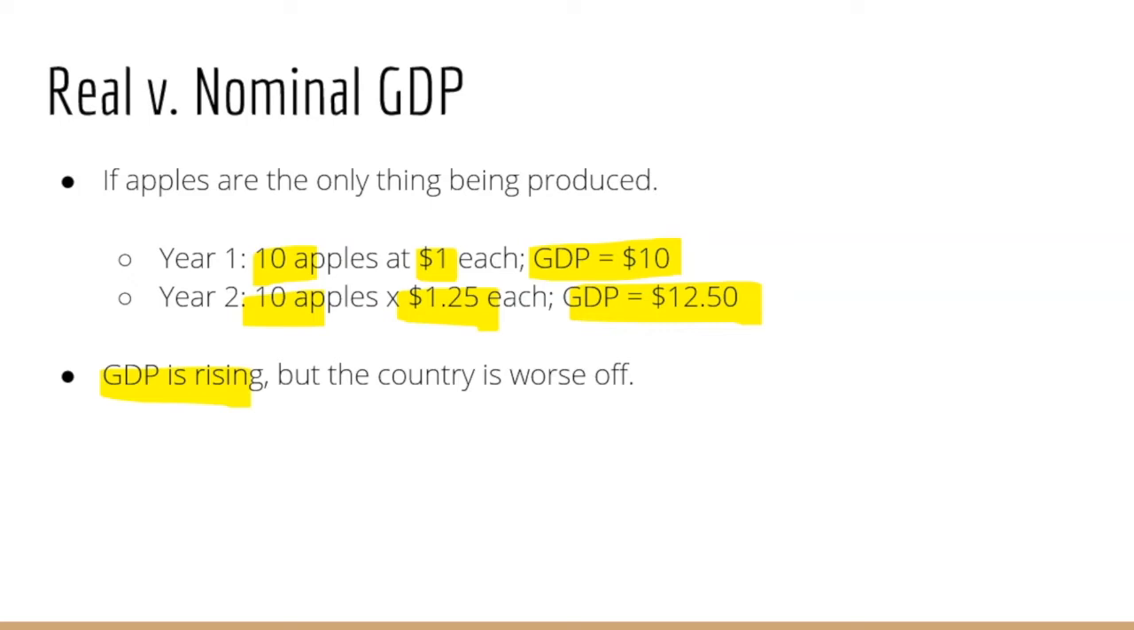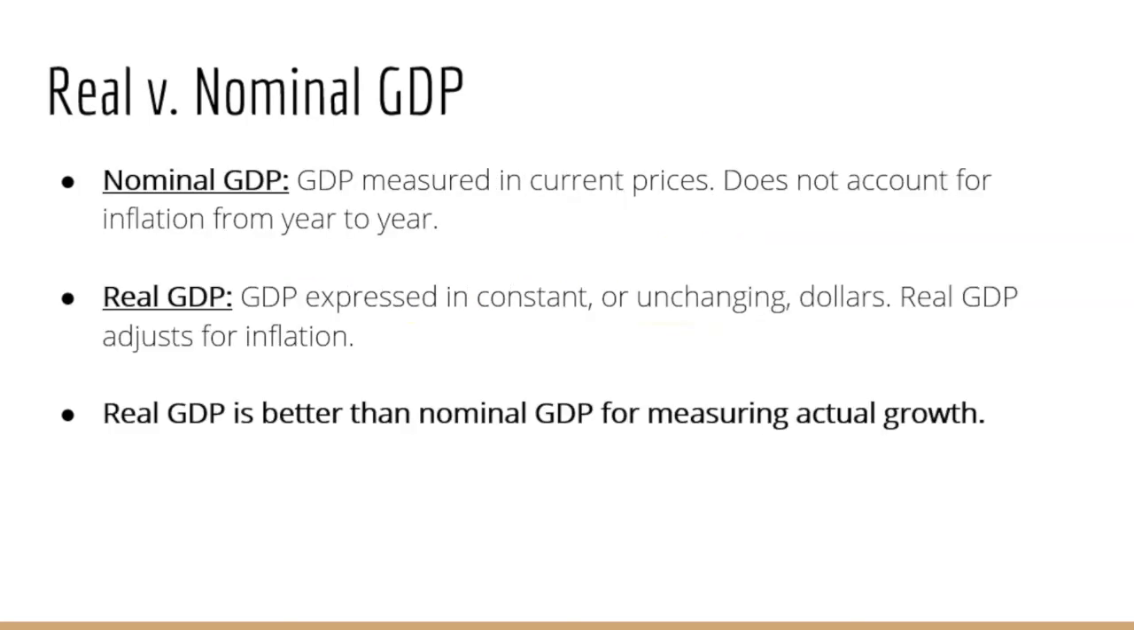It looks like our country is experiencing economic growth because our GDP is increasing. However, we're not actually producing more. This calculation of GDP does not take into account inflation, so we're going to call that the nominal GDP, in other words, the GDP measured in current prices, which does not take into account inflation from year to year. So what we want to do is look at the real GDP. It's expressed in constant or unchanging dollars. In other words, real GDP takes into account inflation.